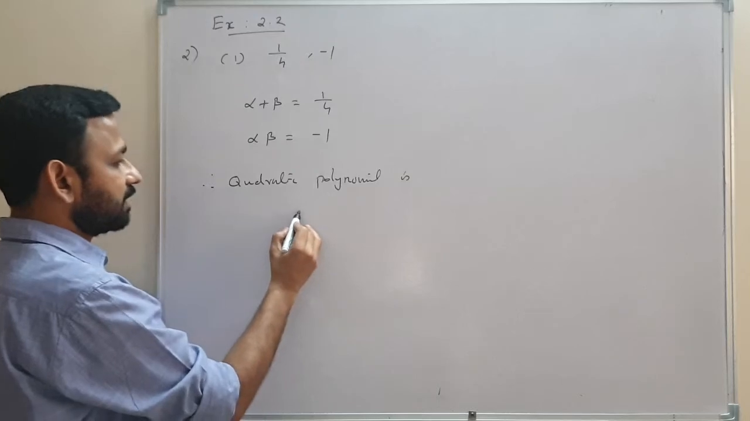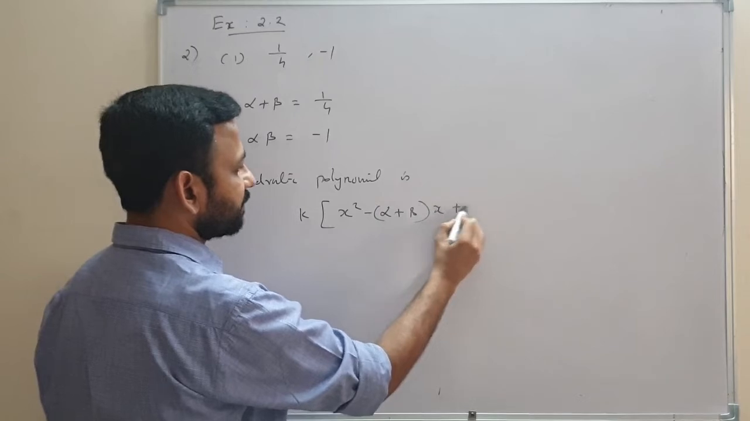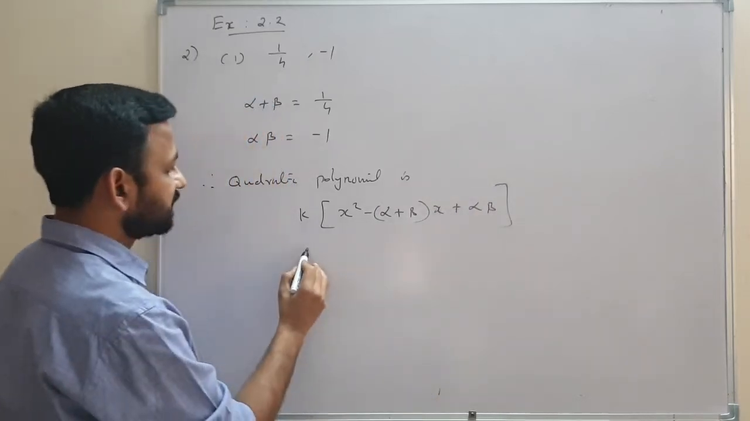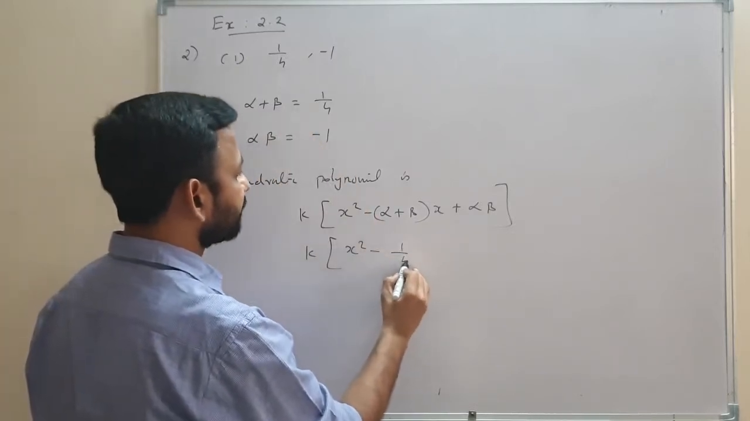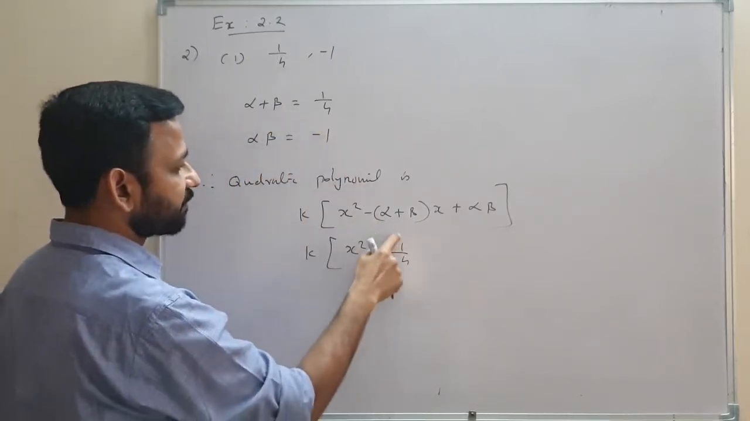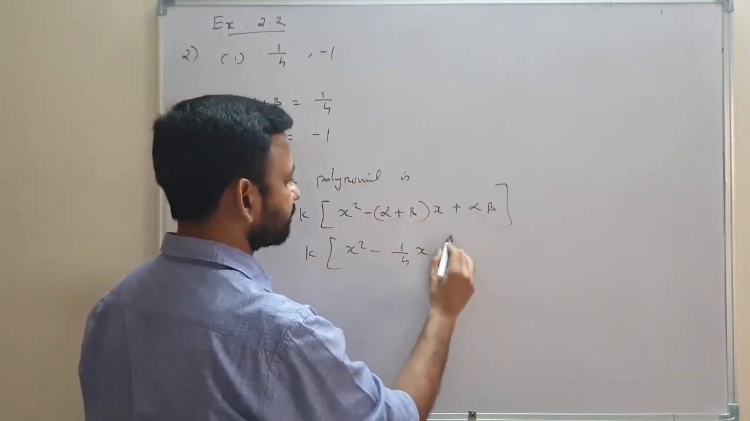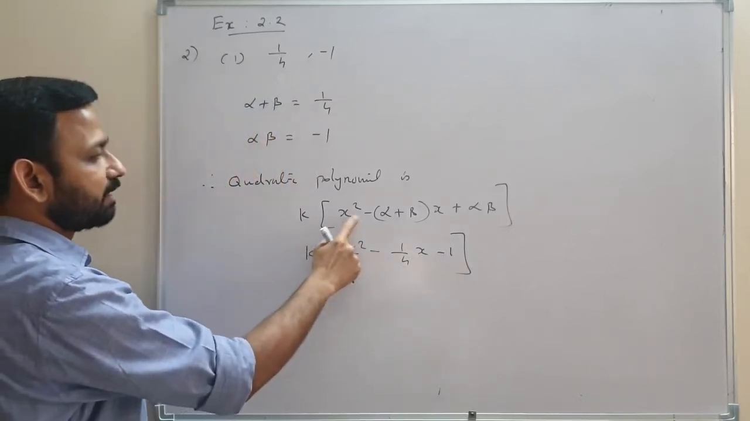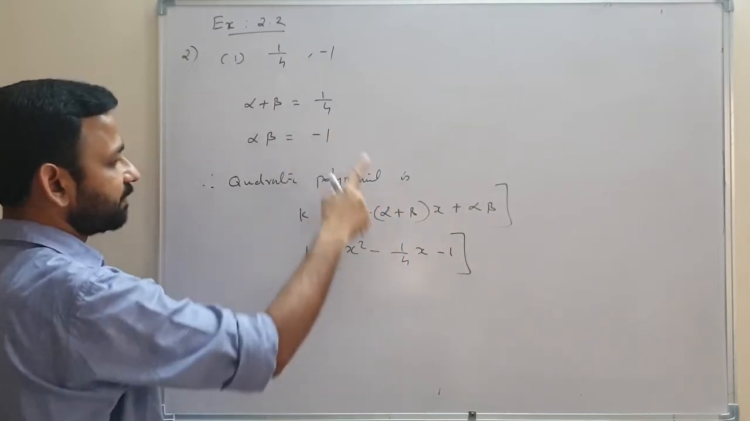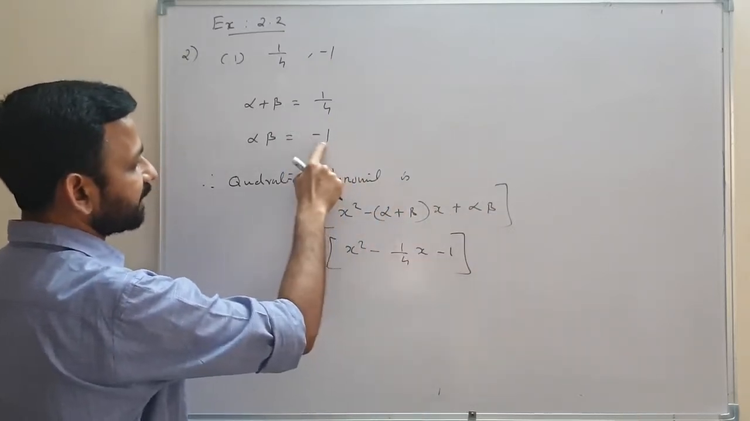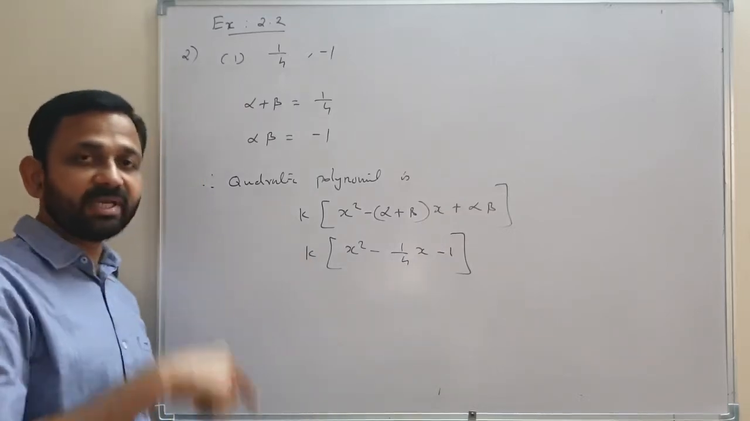is k into x square minus alpha plus beta into x plus alpha beta. That is k into x square minus alpha plus beta, 1 by 4, into x plus alpha beta, minus 1. So x square minus alpha plus beta into x plus alpha beta, alpha plus beta can be replaced by 1 by 4 and alpha beta can be replaced by minus 1. And here this is the answer. K can be any real number.